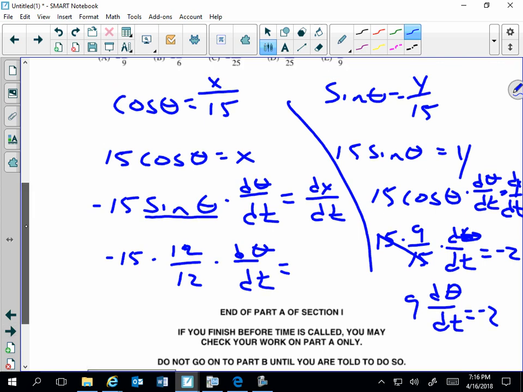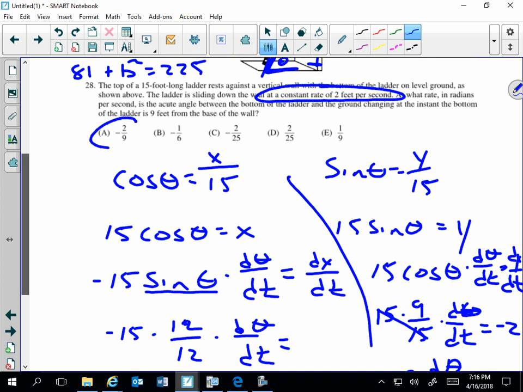And that better be up there. It is. 28 is A. And we got it right.